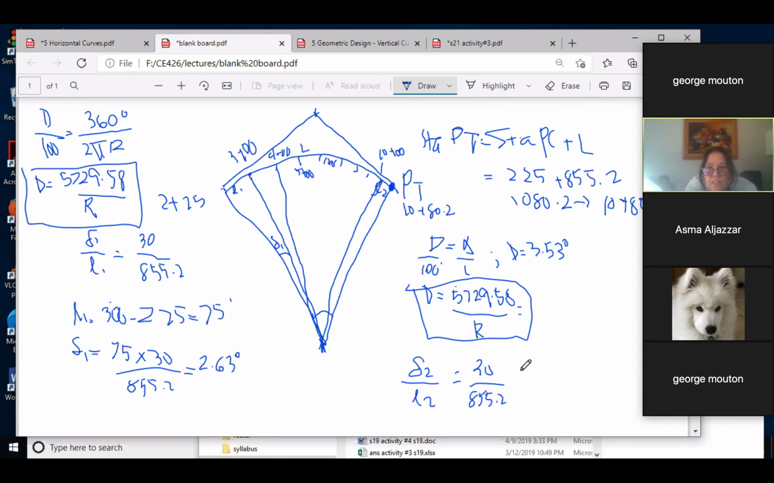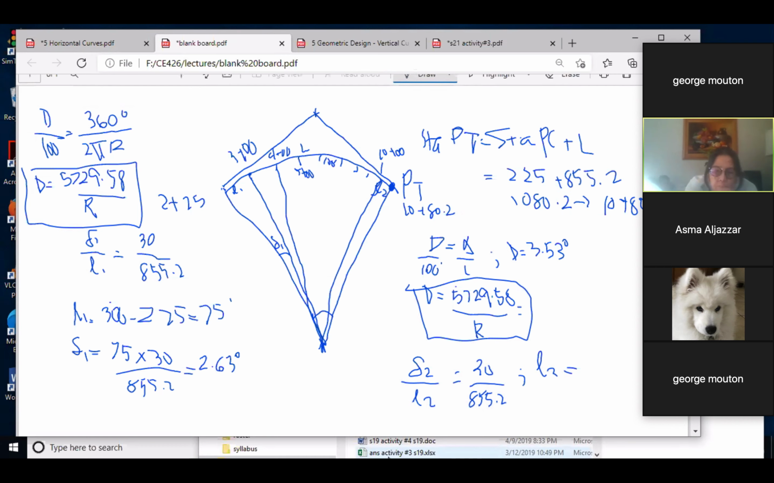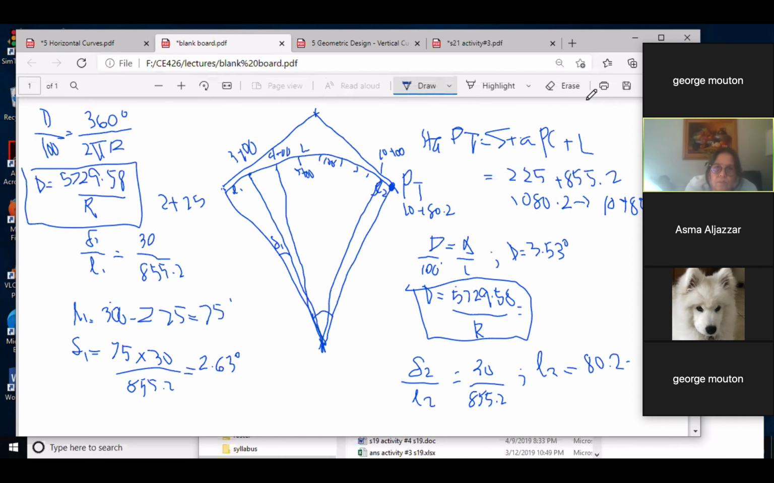So what's the value of L2 here? We know the L2, and that's equal to, what is L2? So L2 is 10 plus 80.2 minus 10. So that will give you 80.2. The last station, which is the point of tangency, minus the last full station, which is 10 plus 00. So that will give you this value.